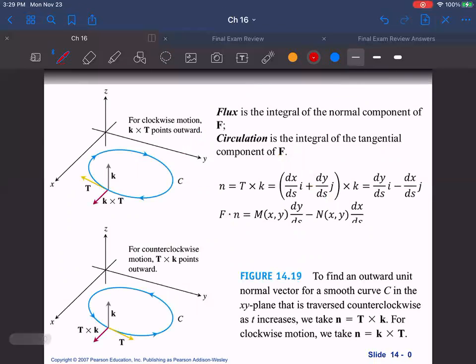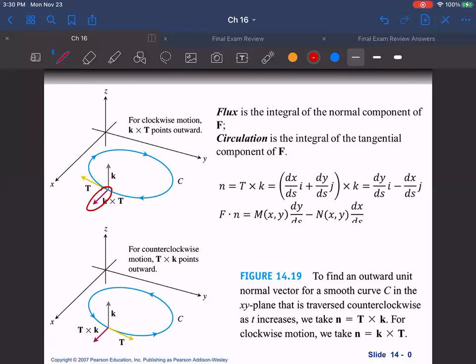Here, you can see the flux we're looking at is the integral of the normal component of F, and the circulation is the tangential component, T. So this is what we're looking at. So N is going to be T cross K. That's this pointed out this way. And then, of course, the tangent is tangent to it. All right, and you can see that here.